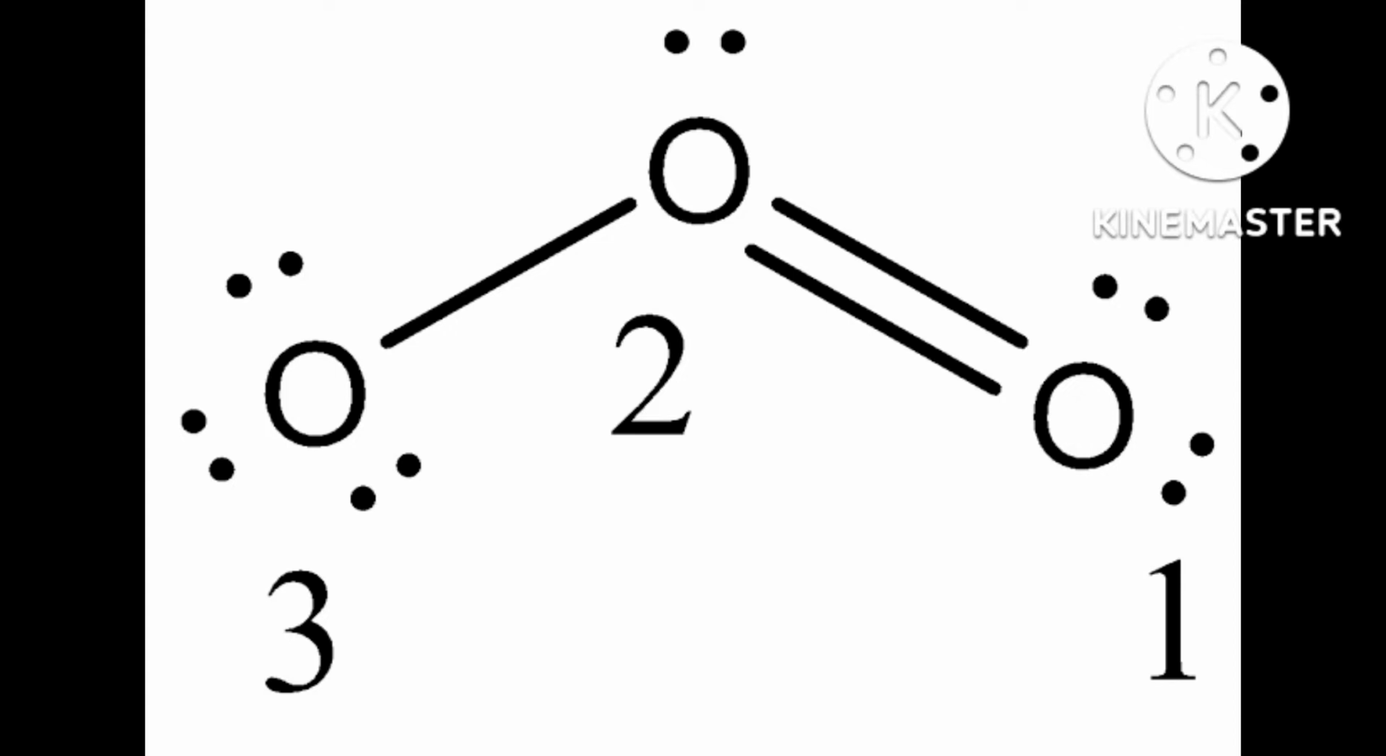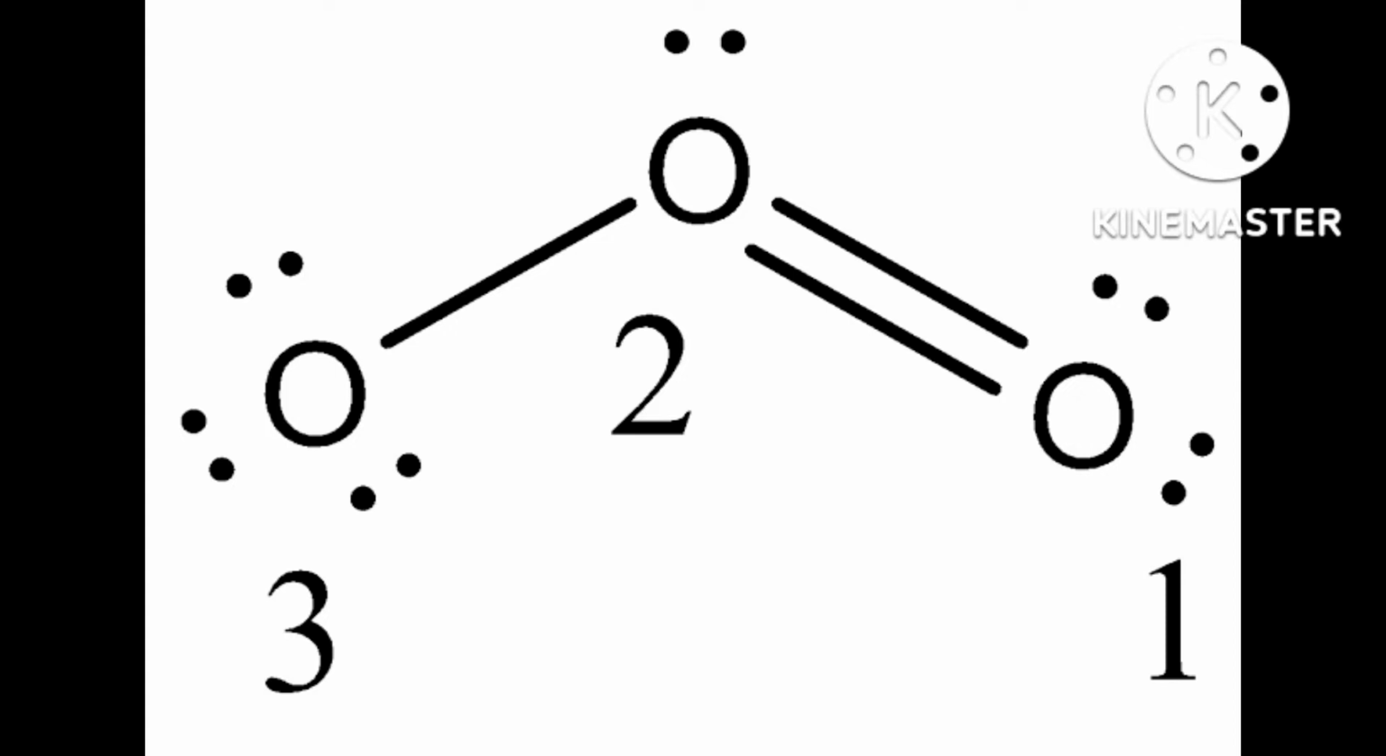Three oxygen atoms are there. Between any two, a double bond is there, and with the third one, a single bond is there. One double bond and one single bond. This is the structure of ozone, just like a V structure. The shape will be just like a V. Now how will you calculate the formal charge?